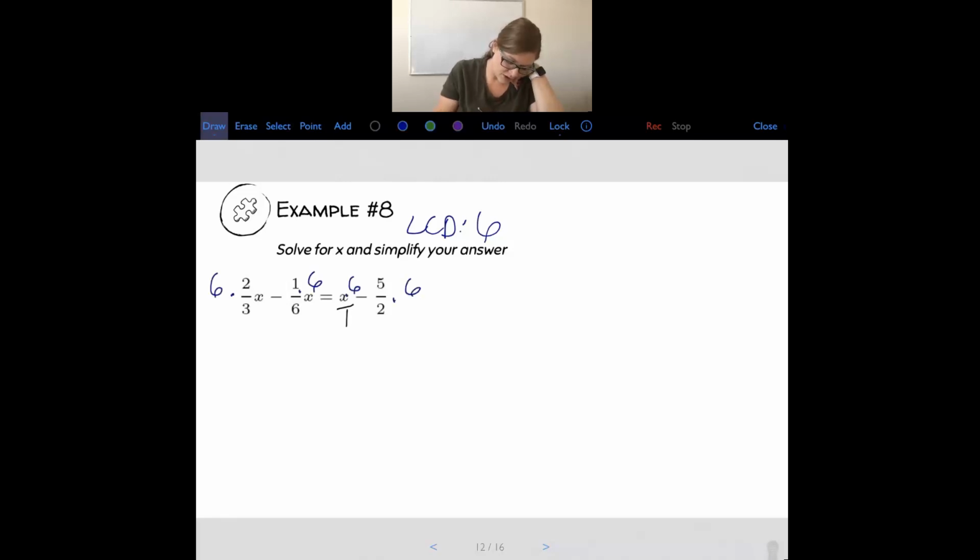Okay, so 6 times 2 divided by 3. You can start to cancel now, or you can do it later. You might see that 3 goes into 6 2 times. But what I'm going to do is multiply these together, and then I'll simplify at the end.